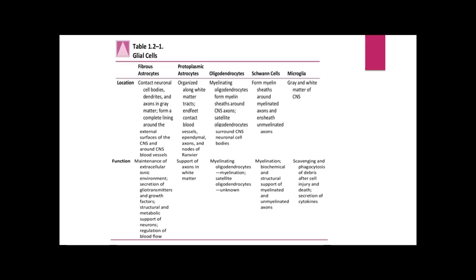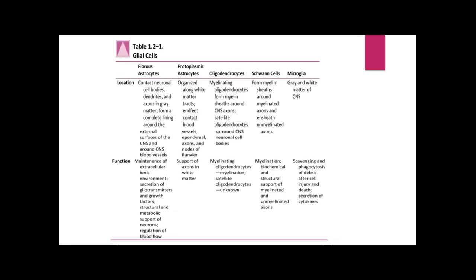Then we have the oligodendrocytes, which are of 2 types. We have myelinating oligodendrocytes, which form myelin sheaths around CNS axons, and satellite oligodendrocytes, which surround CNS neuronal cell bodies. Myelinating oligodendrocytes have a function of myelination, while the function of satellite oligodendrocytes is unknown. Schwann cells form myelin sheaths around myelinated axons and ensheath unmyelinated axons. Their function is myelination, which is biochemical and structural support of myelinated and unmyelinated axons.